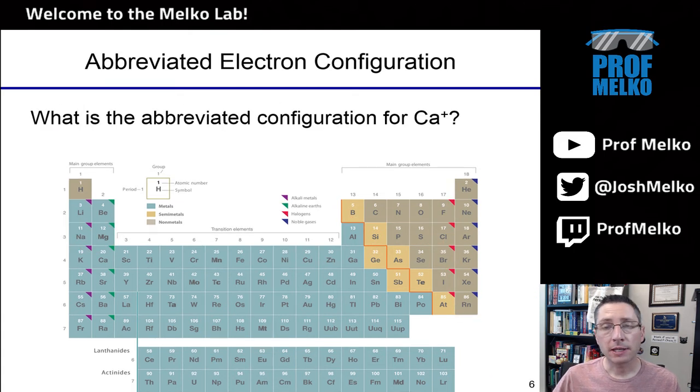Lastly, try to write the abbreviated electron configuration here for Ca+. Pause the video, try on your own. First, I'm going to think about it's abbreviated, okay? So I know I'm going to have a noble gas in brackets at some point. But before I get too far along that path, I'm going to think about calcium plus.